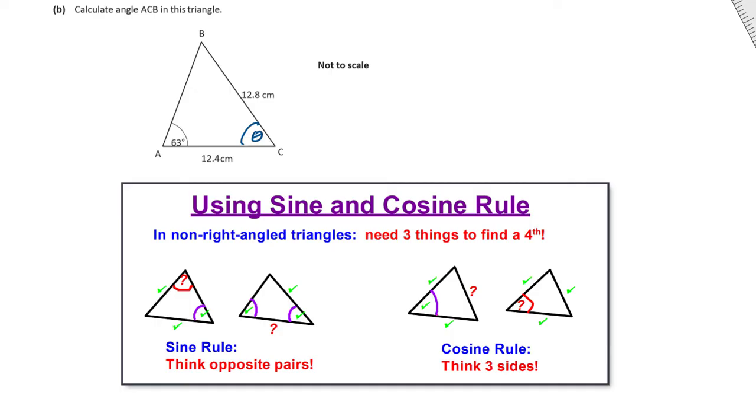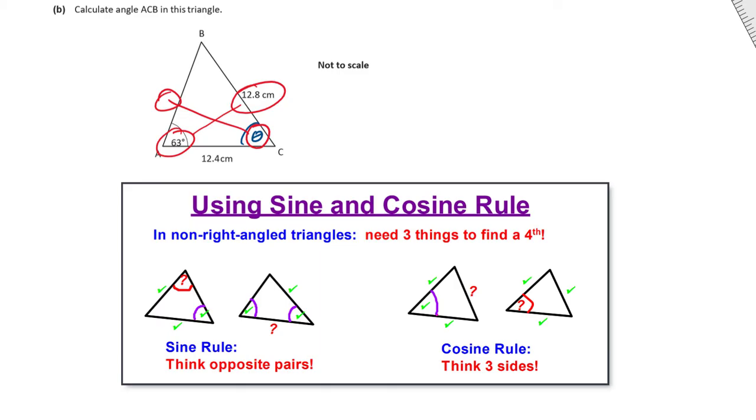Okay, but the sine rule is normally about opposite pairs. So normally we're looking for opposites. So here we've got an opposite pair, but the angle we want to find down here, it doesn't have an opposite over here that we can pair up with to use the sine rule. So how are we going to proceed?